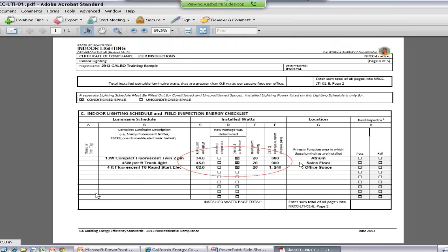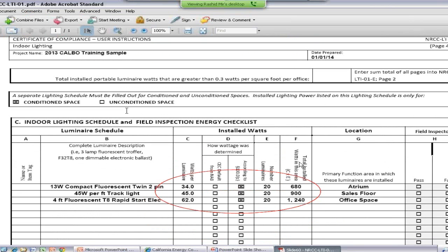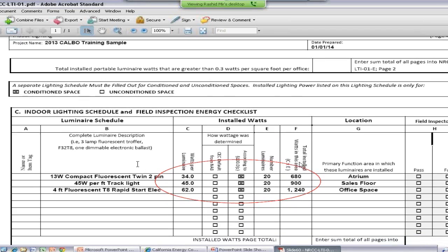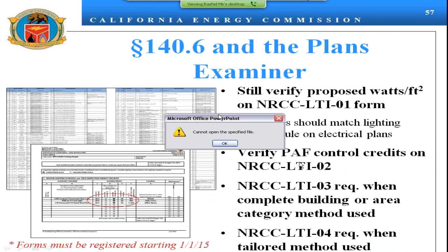Majority of electricians, designers, etc. You're going to have a schedule identifying it's a luminaire schedule. What lights are you installing, how many, what's the wattage, etc. And as the plans examiner, what you want to verify is that the values listed here on the LTI1 form, as you see here, specifying the luminaire schedule, what type of lights are they installing, what's the watts per luminaire, etc., etc. Verifying that these values match up on the luminaire schedule provided.